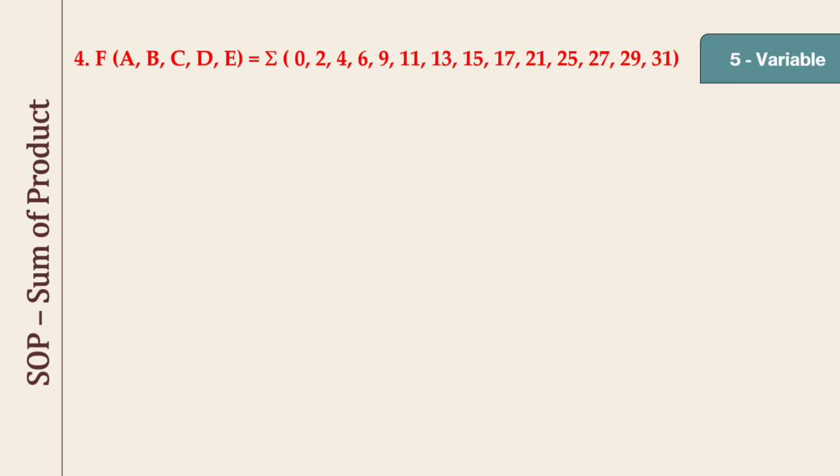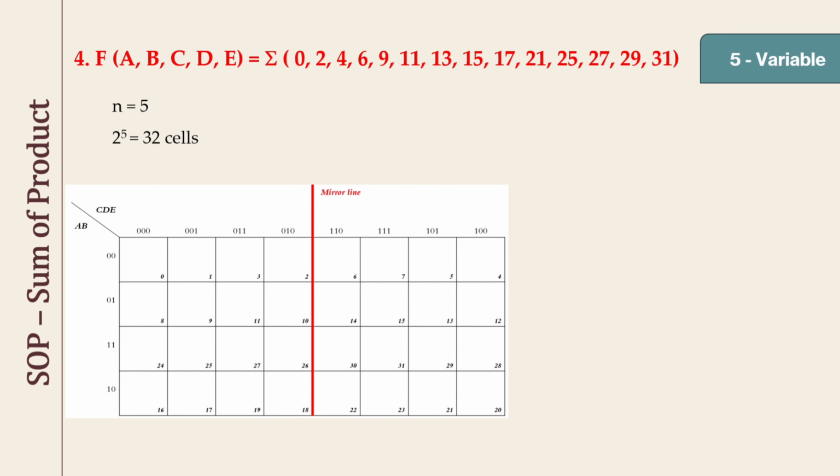Here we have 5 variables, so n is always equal to 5. Then we are going to get 2 power 5, which is equal to 32. So, in the K-map, we are going to see 32 cells. This is how the K-map of 5 variables will look like. It has 32 cells inside it.